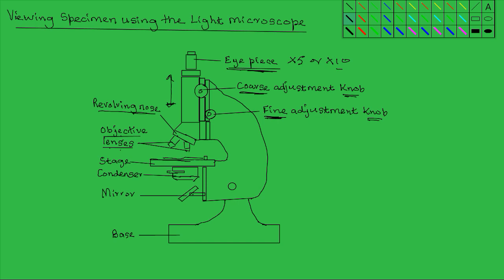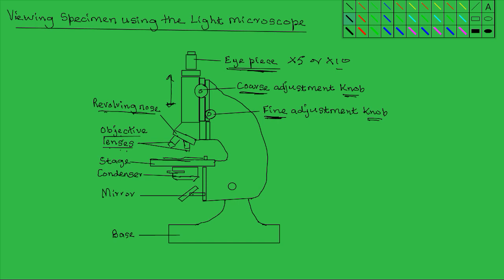On the other hand, there are three objective lenses depending on the magnification. That is, there is a low power objective lens, medium power objective lens, and high power objective lens. Only one objective lens can be used at a time, because only one can fit into the slot immediately below the eyepiece lens. So using the revolving nose, one can shift from the low power to medium power to high power depending on the requirement of the viewing.